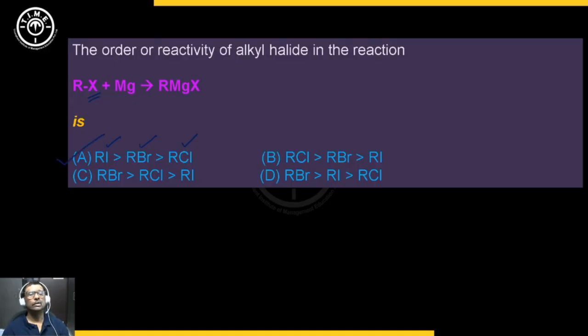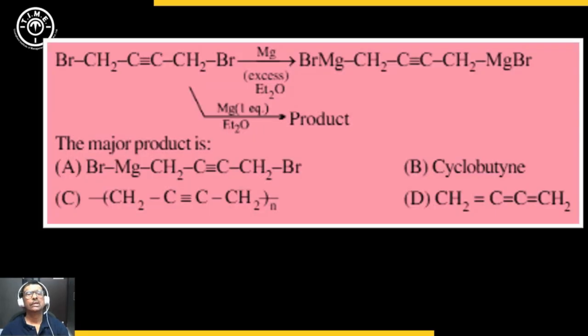Clear? So leaving group is also a very important thing because the RX bond needs to break to accommodate the Mg. Therefore, to break, you need a good leaving group. Clear? Next, now look at this.